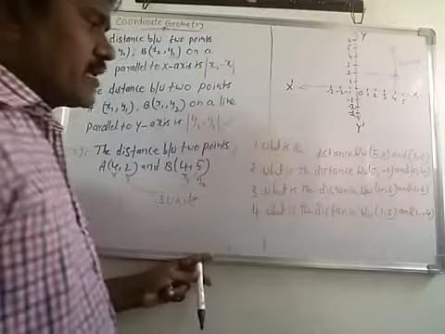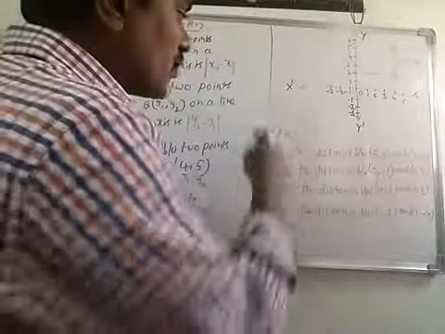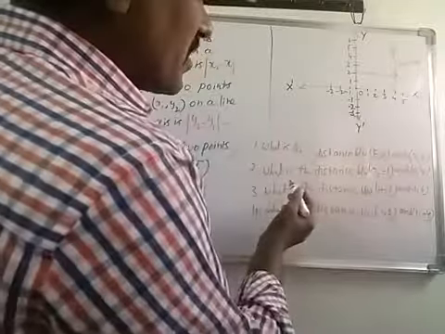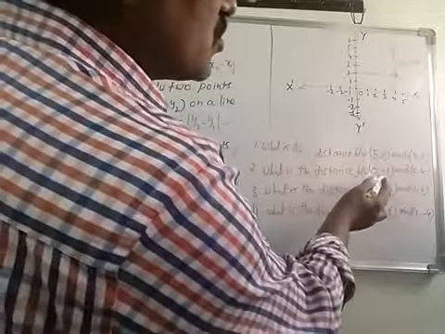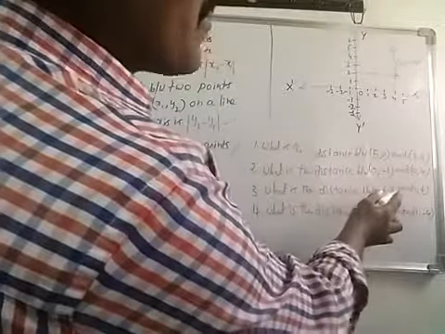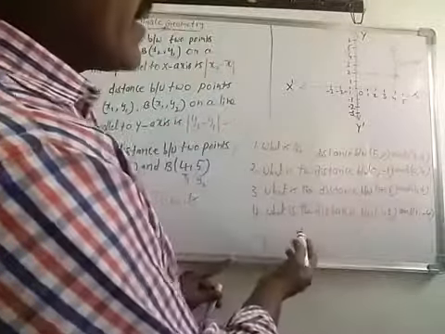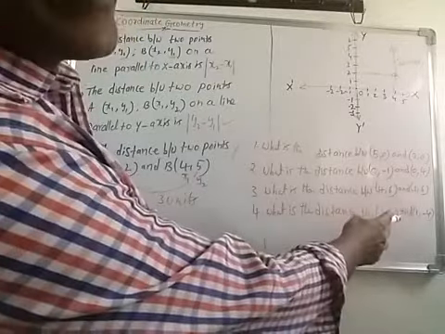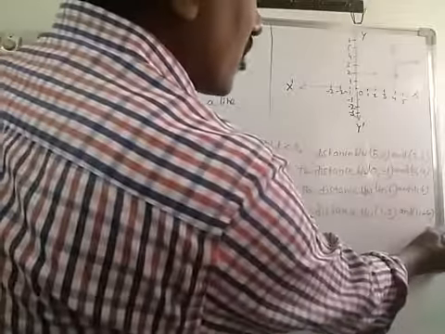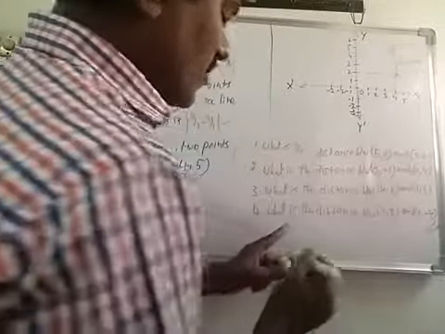Now I will give some questions for you. You do these problems. What is the distance between (5, 0) and (3, 0)? What is the distance between (0, -1) and (0, 4)? What is the distance between (4, 6) and (1, 6)? And what is the distance between (1, 3) and (-1, -4)? You do these problems. Next we will continue the class.